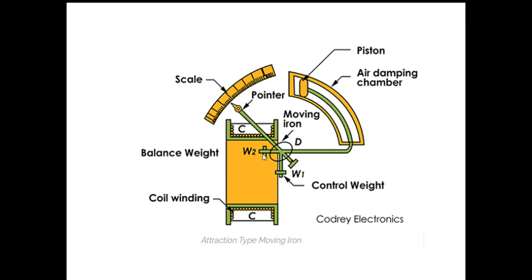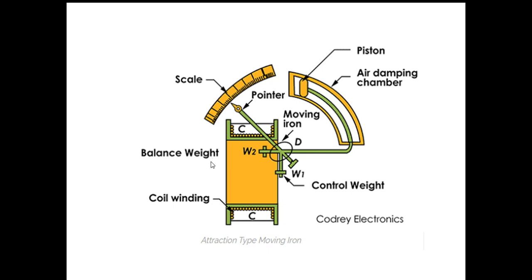Here we are using the controlling weight. If you observe, W1 and W2 weights are there. That's why we are using the gravity control method. For the spindle, this air damping chamber is attached, which means the type of damping we are using is eddy current damping. For this spindle, a pointer is attached, and this pointer will be moving on a scale.